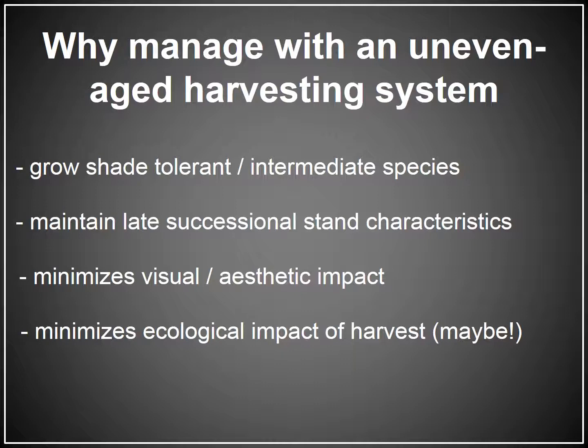In contrast, uneven-age systems are used to grow shade-tolerant species or species intermediate in tolerance. Again, some intolerant species can be accommodated if the gaps are large enough. But these uneven-age systems are geared primarily towards species that are more shade tolerant. They're also employed to maintain these late succession characteristics of older, more mature stands: coarse woody debris on the ground, larger trees, standing dead trees, that sort of thing. The characteristics you'd find in older forests.